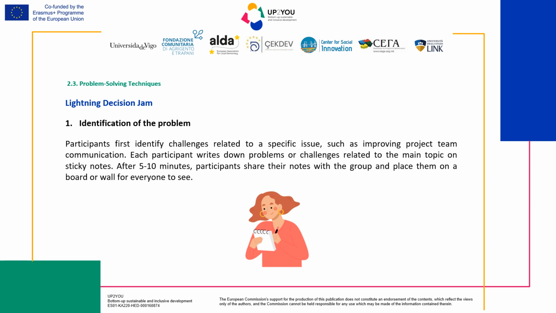First, let's start with the identification of the problem. Participants start by reflecting on the main topic, for example, improving project team communication. Each person then writes down specific challenges or problems they've observed on sticky notes. You have 5 to 10 minutes to jot down as many issues as you can think of. Once the time is up, everyone shares their notes with the group and places them on a wall or board, allowing the team to visualize and see all the challenges in one place.